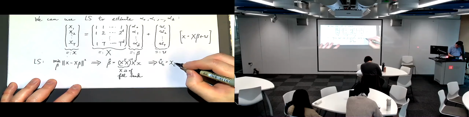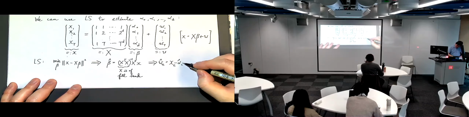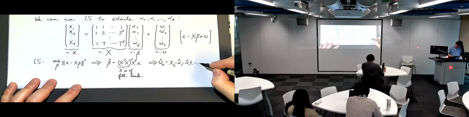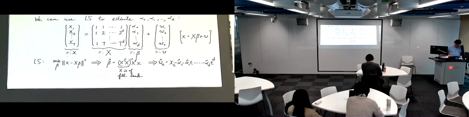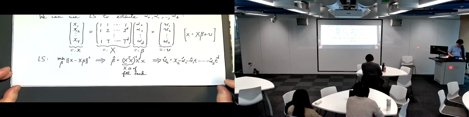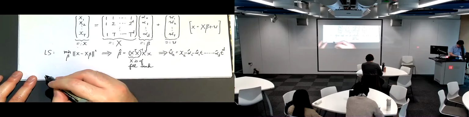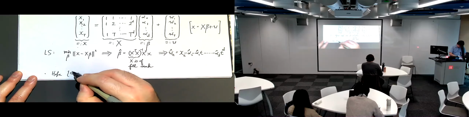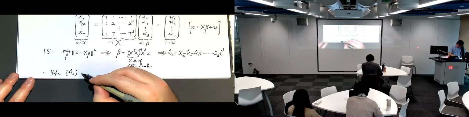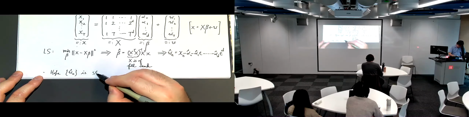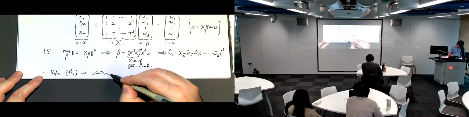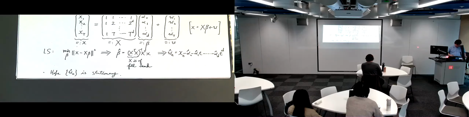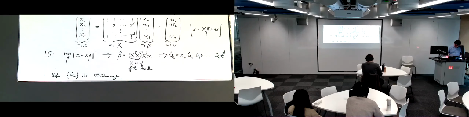The w hat equals x_t minus alpha naught hat minus alpha 1 hat t, etc., up to alpha d hat t to the power d. What we hope is that the estimated noise series w_t hat is stationary, so you can look at this plot, or look at the ACF of this w_t hat, and see whether it looks stationary, etc.